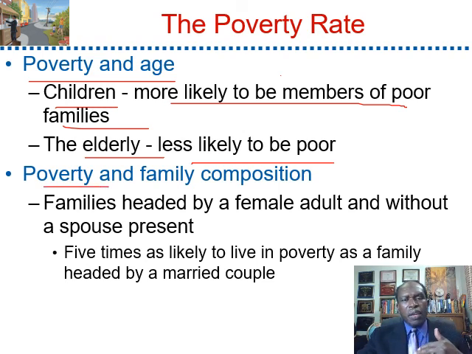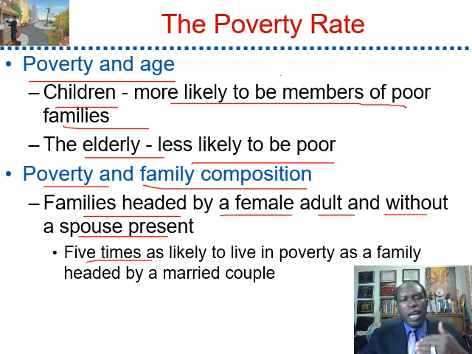Poverty and family composition: most of the time, families headed by a female adult without a spouse are five times more likely to live in poverty than families headed by a married couple.